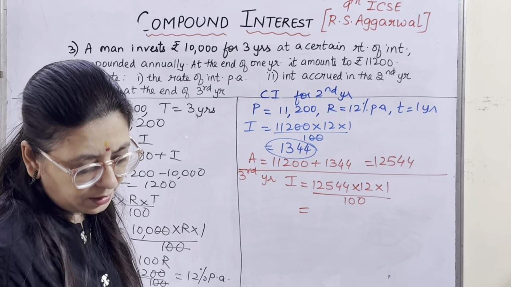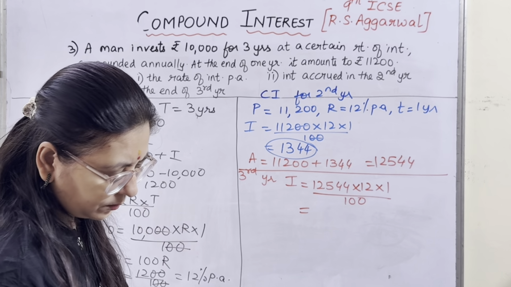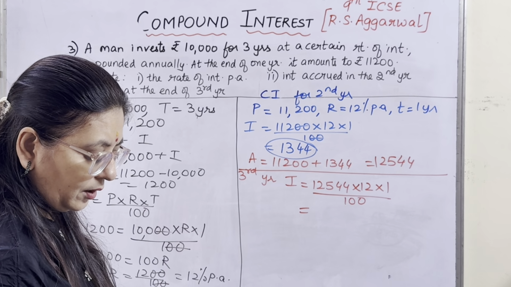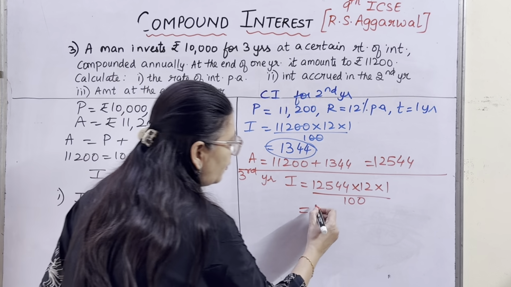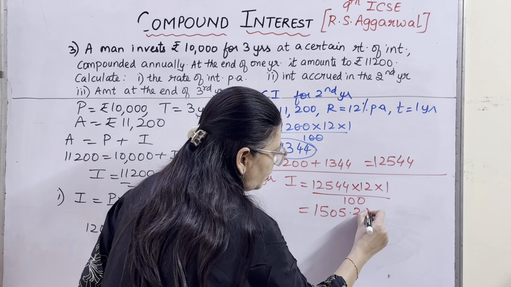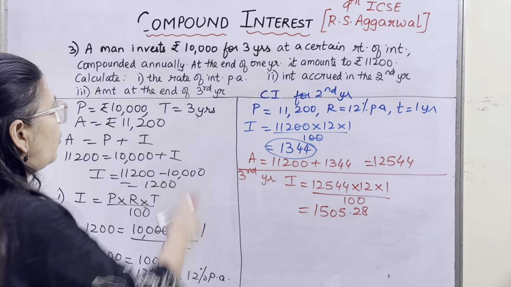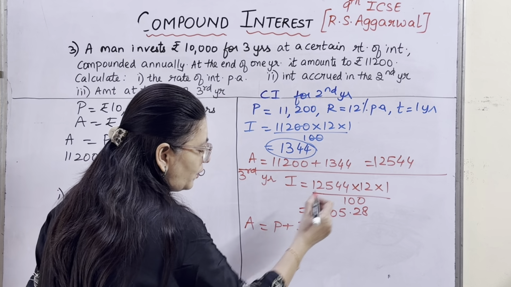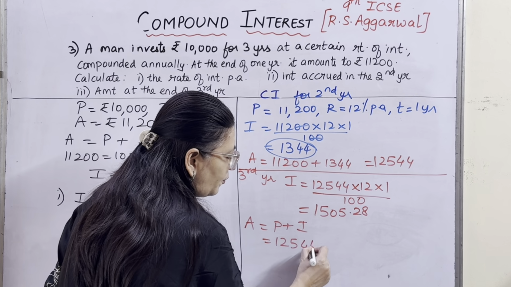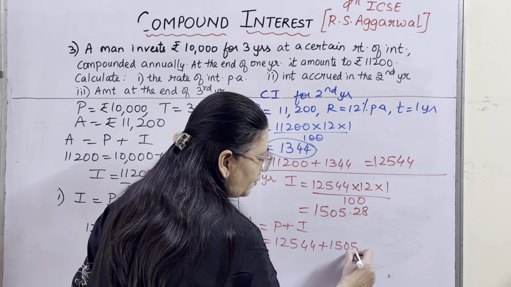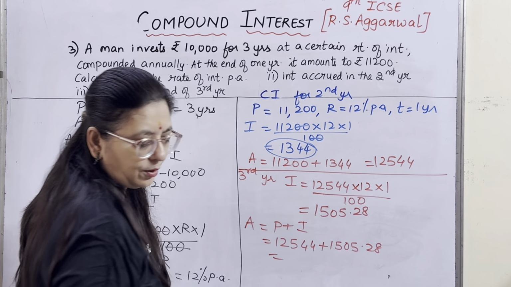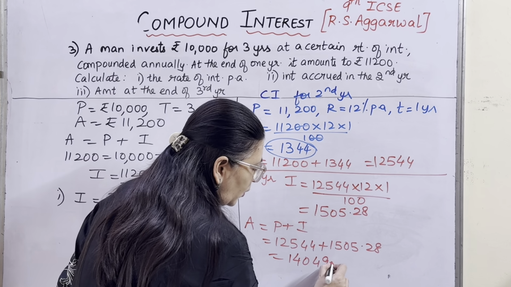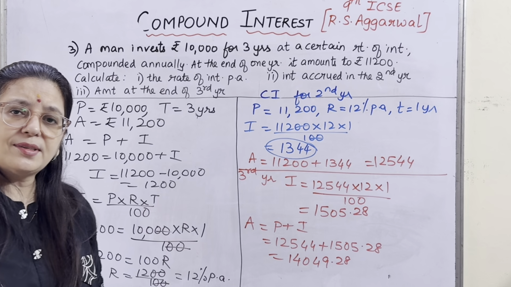Come on, calculate it. 12,544 times 12. Answer is 1,505.28 rupees. Okay. What is the amount at the end of third year? So amount is principal plus interest. What was the principal? 12,544 plus 1,505.28. So after calculation, you will get the answer as 14,049.28. I hope it's clear. Yes.